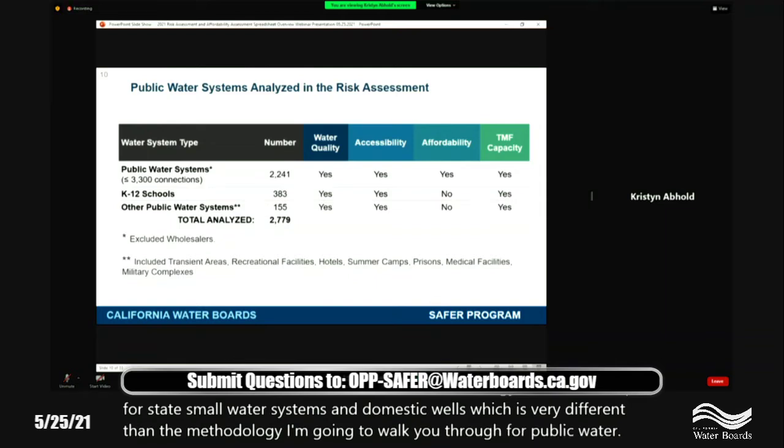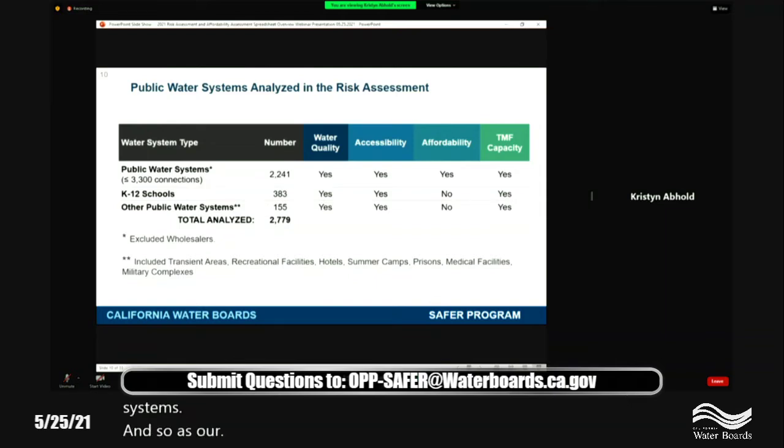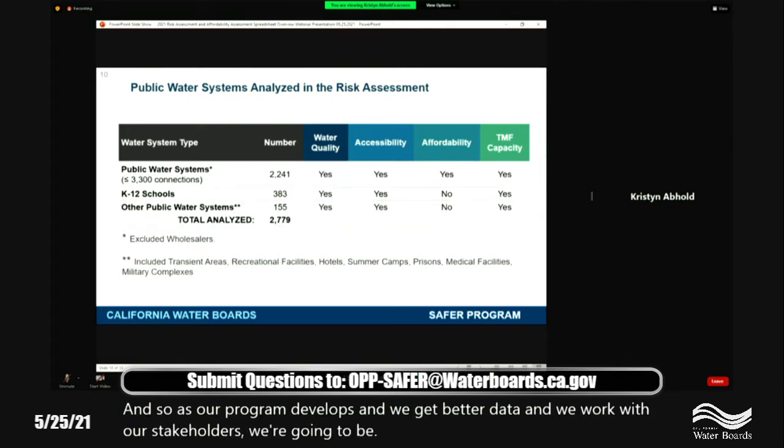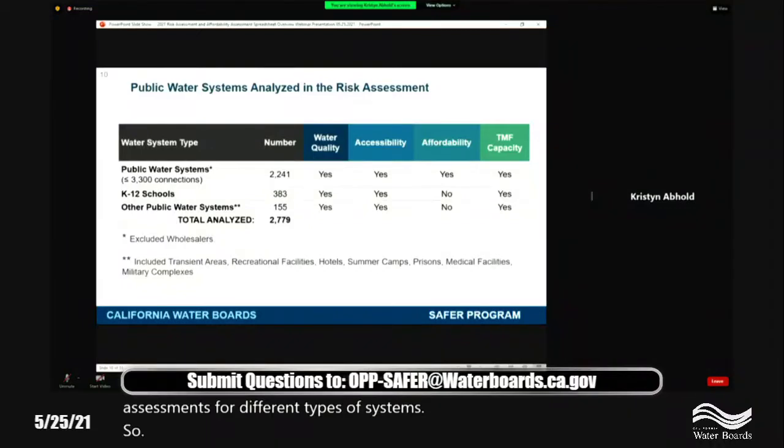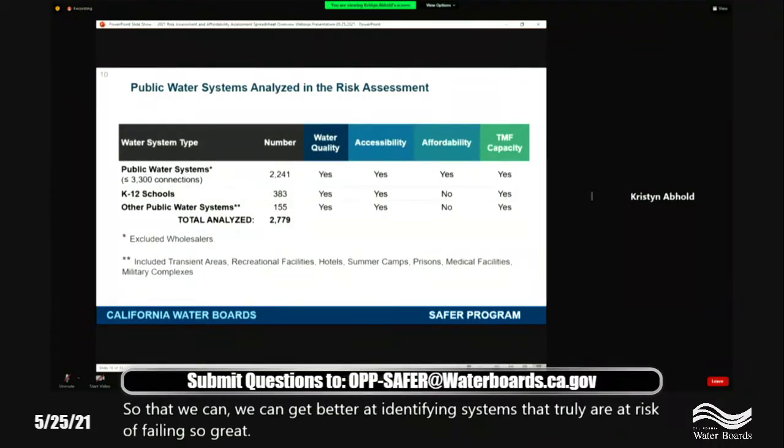And so as our program develops and we get better data and we work with our stakeholders, we're going to be developing more refined risk assessments for different types of systems so that we can get better at identifying systems that truly are at risk of failing. So great question, and I appreciate it.